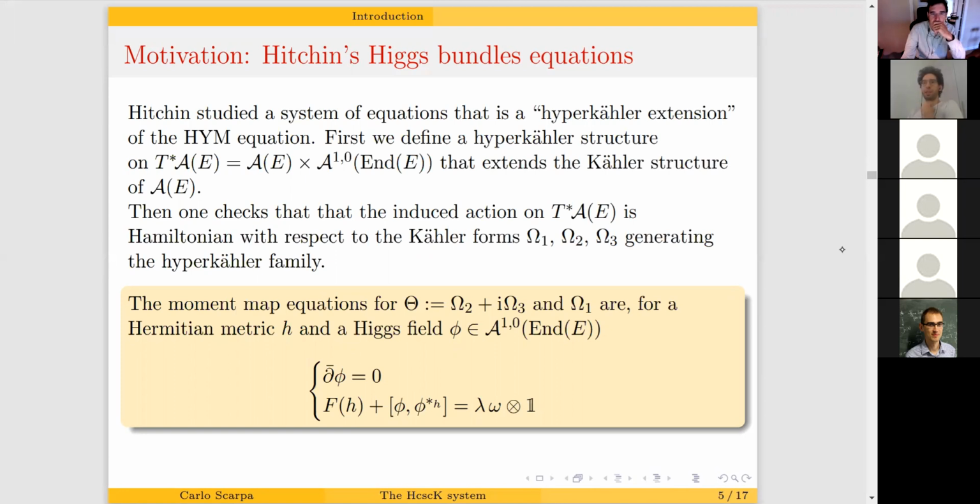So we take in particular two of the symplectic forms in the hyperkähler family. The first one, this theta, is just a complex combination of omega 2, omega 3. Then we have omega 1. And we find a system of equations for two variables now. We have a Hermitian metric and a Higgs field, so a 1-0 form with values in the endomorphisms. The moment map equation with respect to this symplectic form is just a holomorphicity condition on the Higgs field. While for the first symplectic form instead, we find an equation that looks like a modification of the Hermitian-Yang-Mills equation. If phi is equal to 0, then this term here vanishes, and we just get the usual Hermitian-Yang-Mills equation. But in general, we add this commutator term.